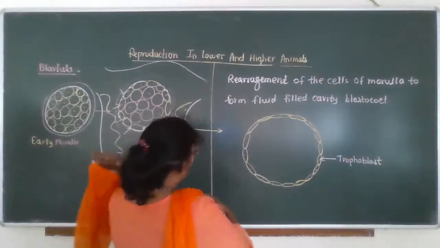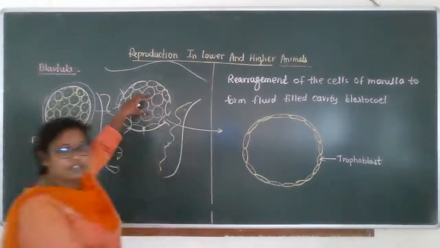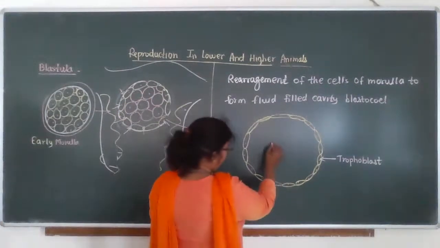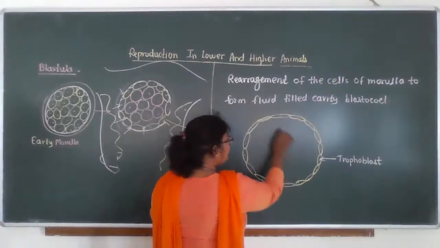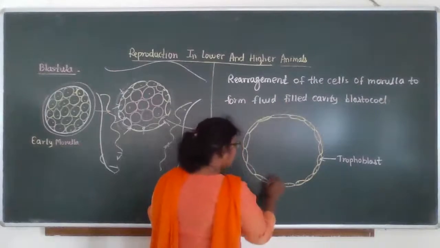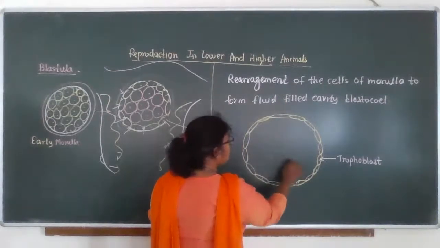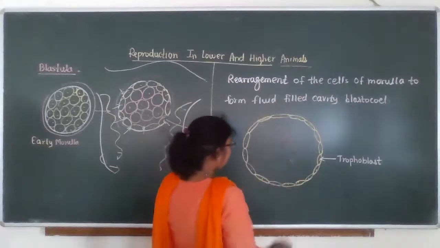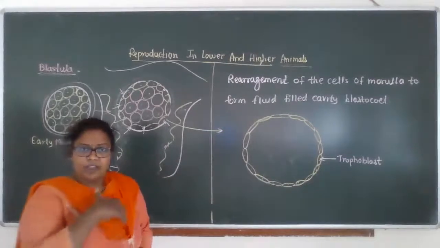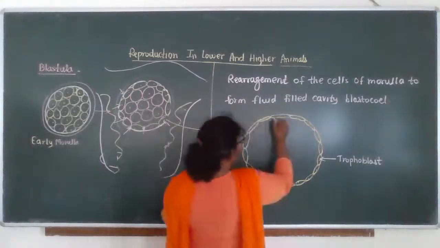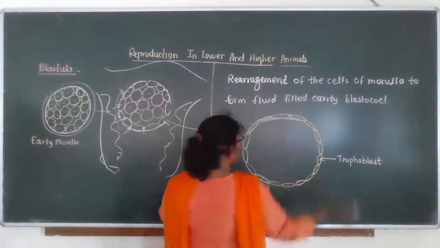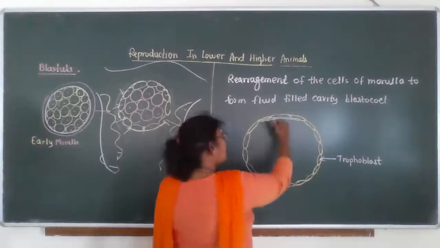And further on, what happened? The cells which are present on the inner side move. These cells move in an upward direction. Why? Because the fluid is exerting pressure on these cells. Especially they move towards the animal pole side, and here the cells of Rauber are present.